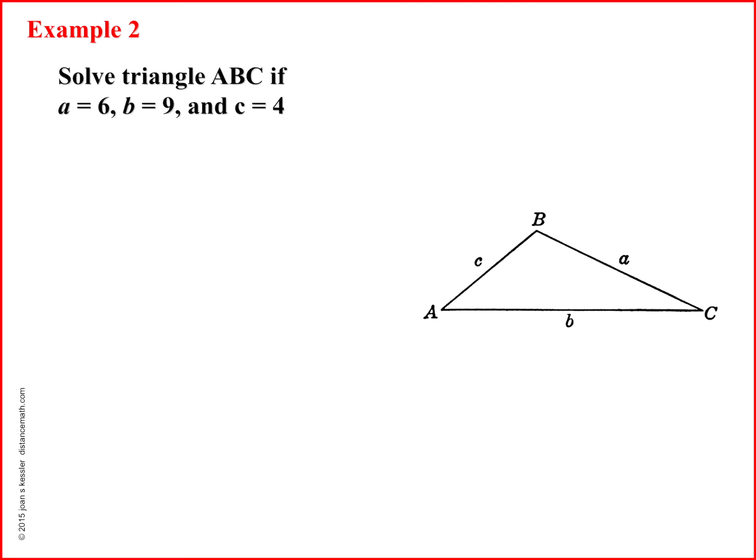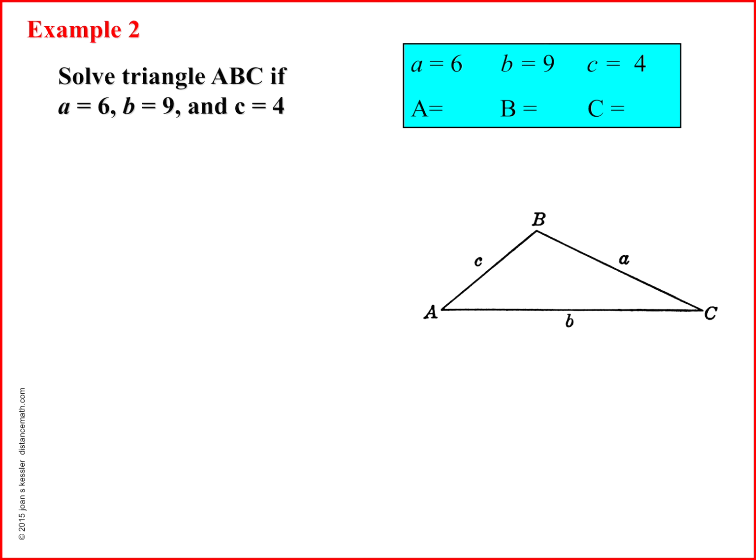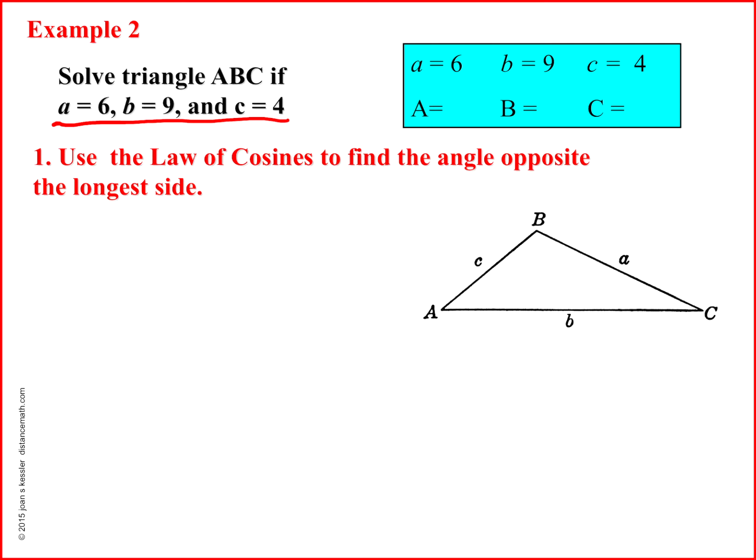So looking at example 2 on here, we want to solve the triangle ABC. I'm going to know that a is 6, b is 9, c is 4. So we know all the information right here. So step 1 was to use the law of cosines to find the angle opposite the longest side. Okay, well, what was our longest side? Our longest side is 9, right? So that means I'm going to use b because that's what we have.